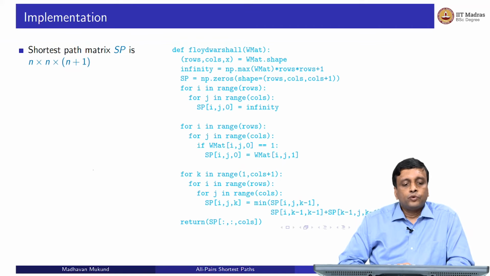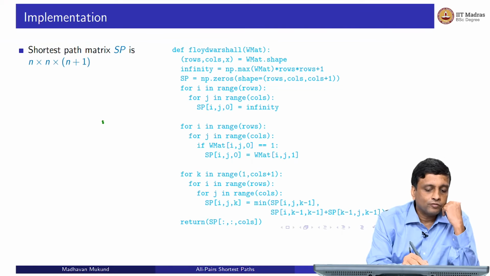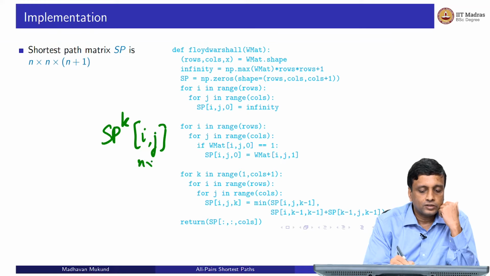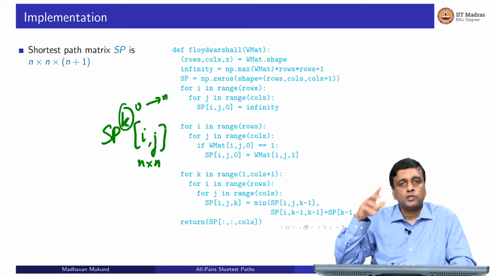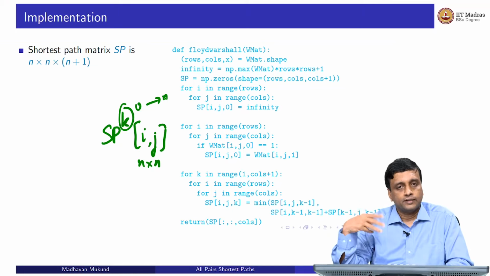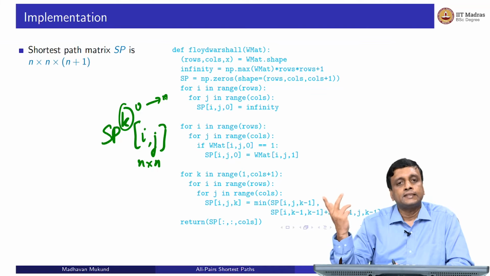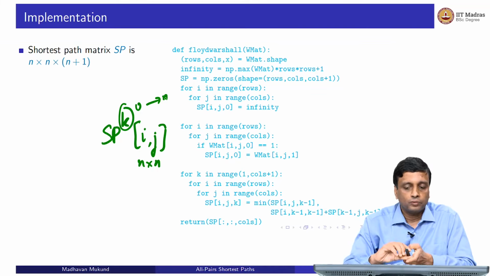So what we have to do is keep track of the shortest path matrix. So what is the shortest path matrix? It is of the form SP k i comma j, right? So this is n cross n, and this k starts at 0 and goes up to n, right? So I need n plus 1 versions of this matrix to go through the different stages. So the shortest path matrix is n cross n for the i comma j vertex pairs, and n plus 1 for the number of iterations that I go through. That's the index k that I am talking about, right?